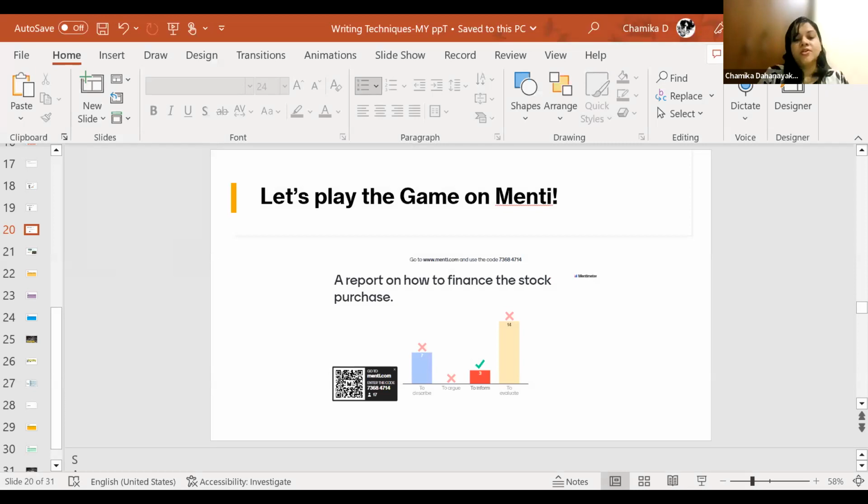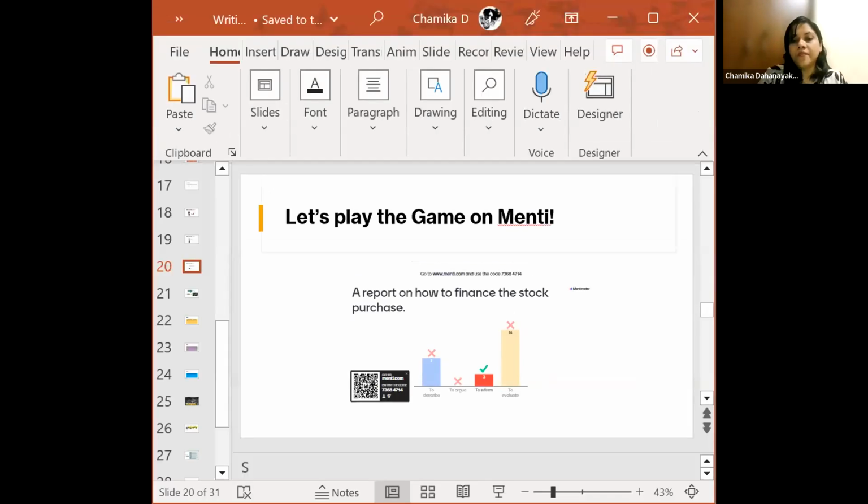Right, so what are the things that you have learned here? Okay, what do you need to learn from this activity? Right, number one is that different purposes drive you to write in different ways.